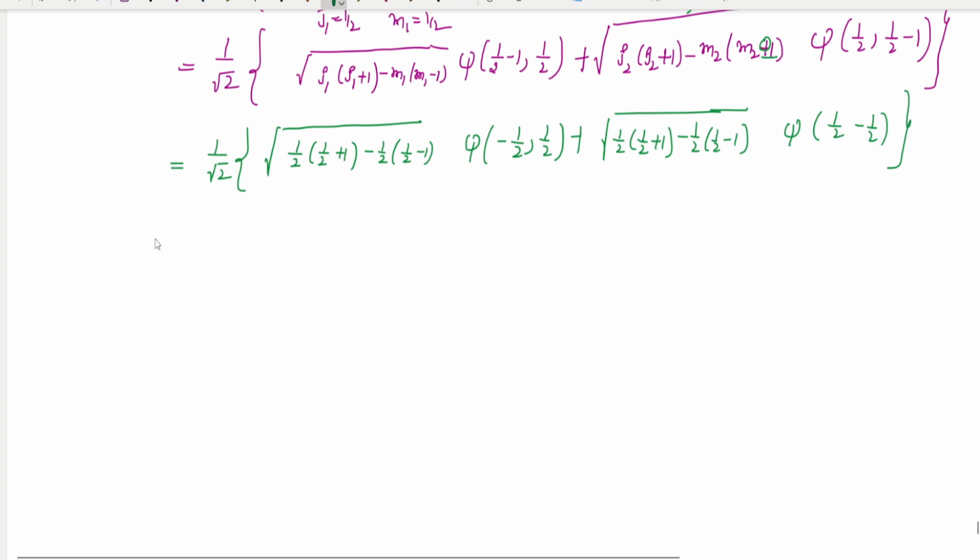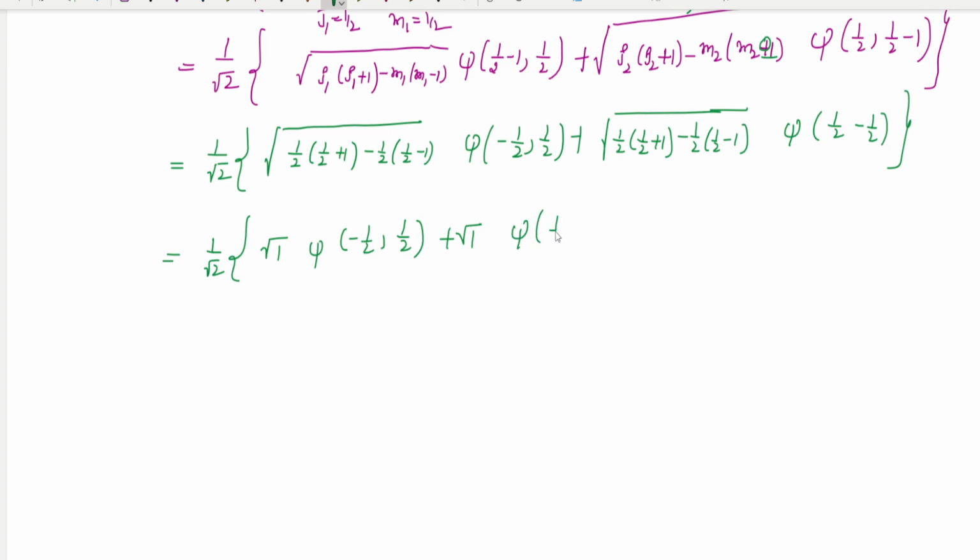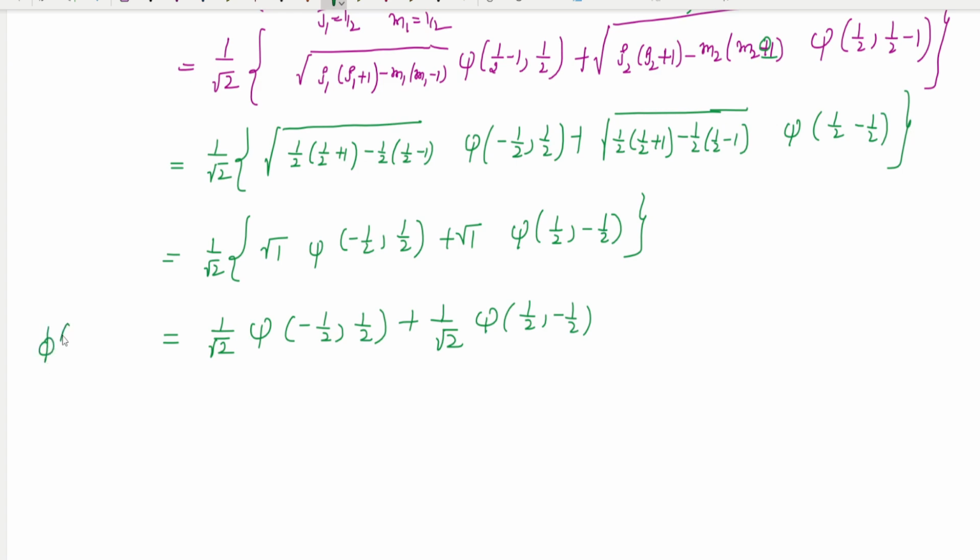If we simplify this, then you can get 1 divided by root 2. This is root 1 wave function psi 1 divided by 2 comma 1 divided by 2, plus this is root 1, same wave function psi 1 divided by 2 minus 1 divided by 2. So therefore the equation: psi 1 comma 0 equals 1 divided by root 2 wave function psi minus 1 divided by 2, 1 divided by 2, plus 1 divided by root 2 wave function psi 1 divided by 2, minus 1 divided by 2. We got the answer.